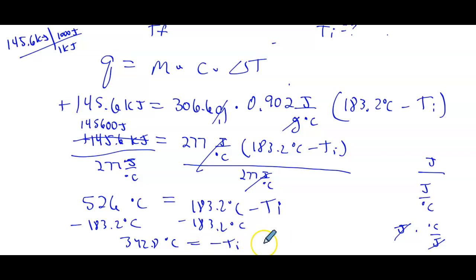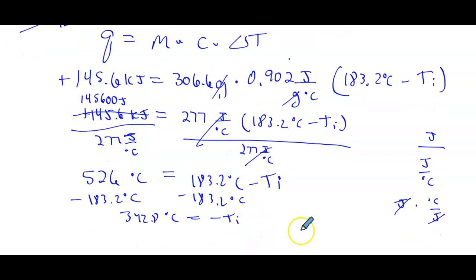And then we've got to divide. We're not done yet. We solved for negative T sub I. Got to solve for T sub I. So we're going to divide both sides by negative 1. That gets rid of the negative. And my initial temperature then, that pan was very cold. Must have been in the freezer, deep freezer. Negative 342.8 degrees Celsius. That would be my final answer for the temperature.